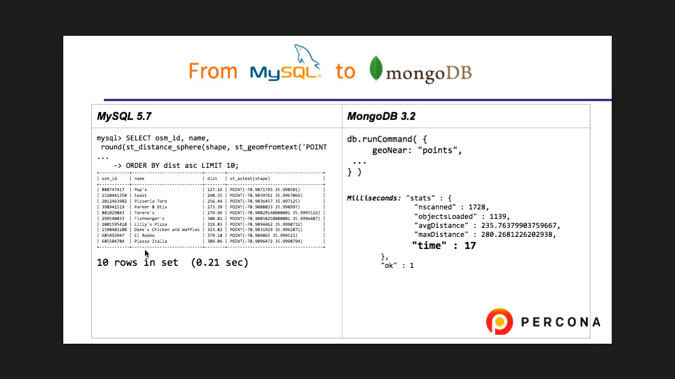Here is the speed comparison. I am using ST_Distance_Sphere here. I think this is missing from this slide, but there is an envelope here as well. So MySQL is running in 0.21 seconds, and MongoDB 3.2 is at 0.17.